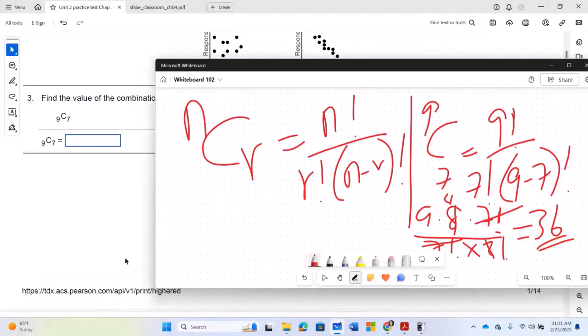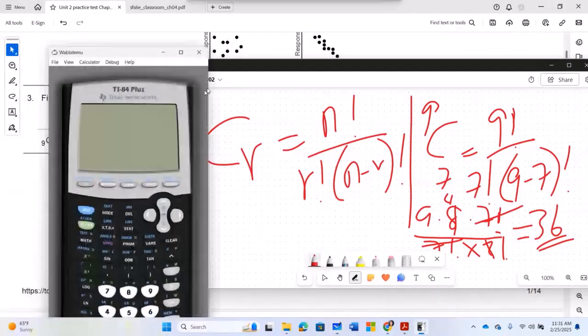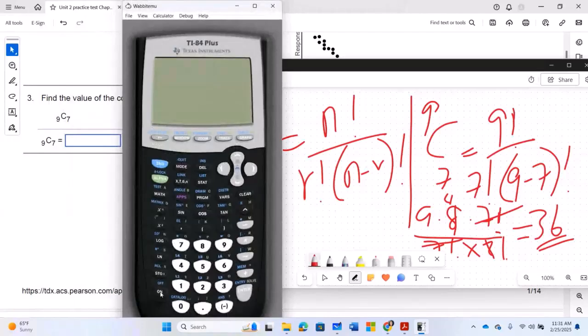Let's do it with the calculator. You should be able to do it by hand and with a calculator. Either way, you should be able to do it. Okay, 9 combination 7. You type in the sample space, go to math, arrow to PRB, combination is number 3, choose number 3, and then type the 7. When you hit enter, you get the answer: 36.